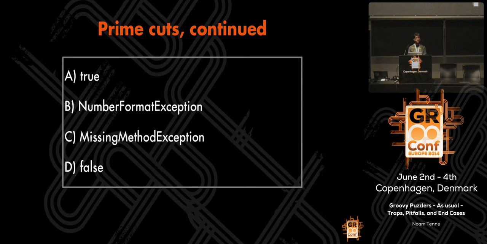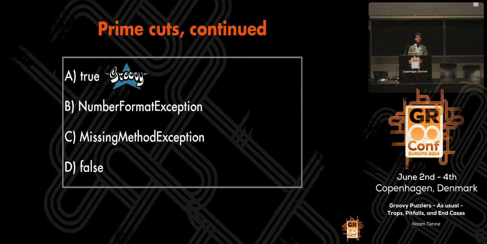True. Who says it's true? You're crazy, it's 4. 4 isn't a prime number. It's not true. Use your heads, people. Number format exception, because I'm doing weird stuff with G strings and doubles and passing it into... No. No one fell for that. Missing method? Good. False. Because 4 is not a prime number. You're smart guys. False.